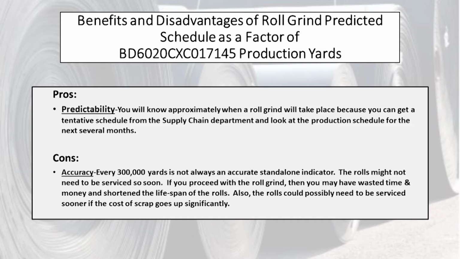The pros and cons to this one is that it is predictable. We can see how much the supply chain is going to run through, and we know approximately when it's going to need to be done. The problem is that we found that it isn't extremely accurate, as it doesn't account for problems that may occur.